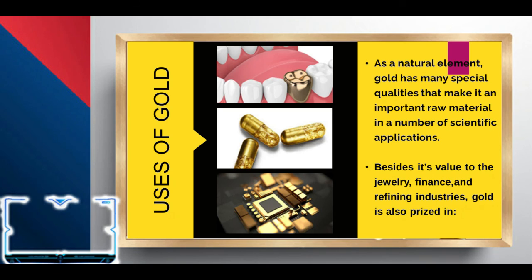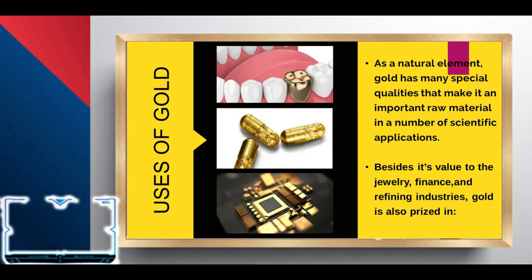Next are the uses of gold. As a natural element, gold has many special qualities that make it an important raw material in a number of scientific applications. For example, gold in dentistry. Gold is distinctly useful to dentistry for two reasons. First, it is very malleable and easy to work with. Second, it is completely inert to saliva and body chemistry.